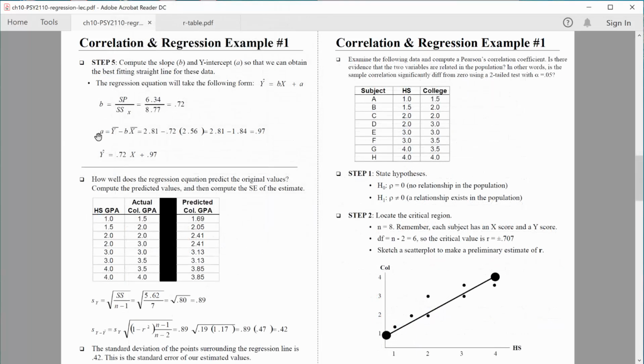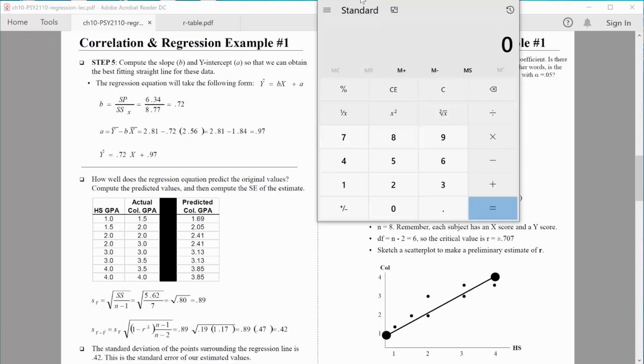Here we are back to computing our value for a. I've stuck in the value for the mean of y, 2.81, minus the slope, 0.72, which we just computed above, multiplied by the mean of x, which is 2.56. Let's just work it out real quickly. We have 2.81, which just follows us down. Now we want to multiply 0.72 times 2.56. So take 0.72 and multiply by 2.56. That equals about 1.84.